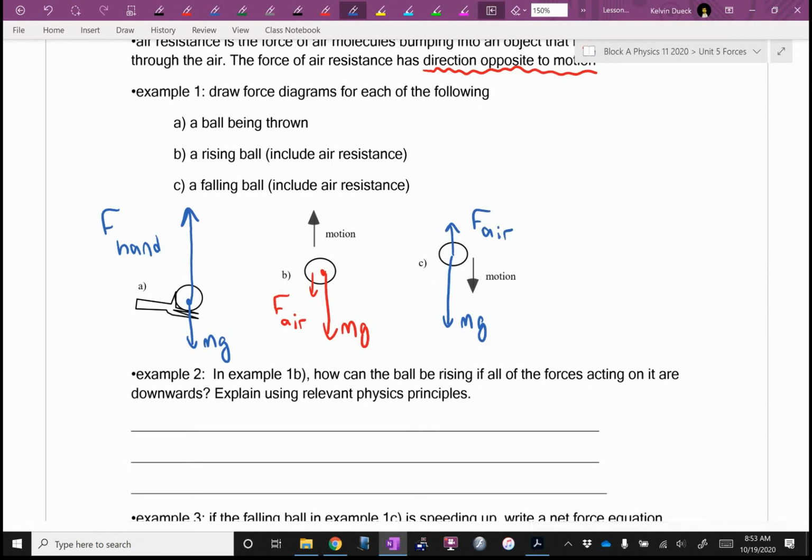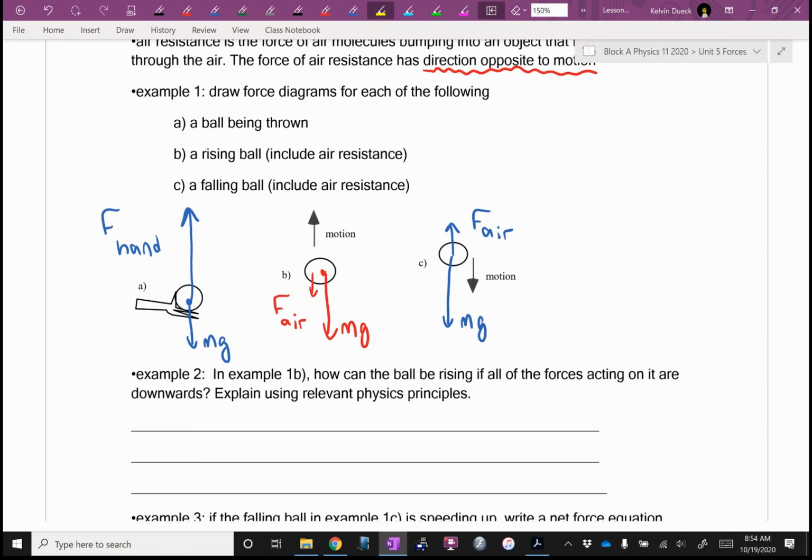Wait a minute, Mr. Duick. This bugs me. How can the ball, example 2, how can the ball be rising if all the forces on it are acting downwards? Are we wrong? So the answer is it can be. How? Nope. Good thought, though.